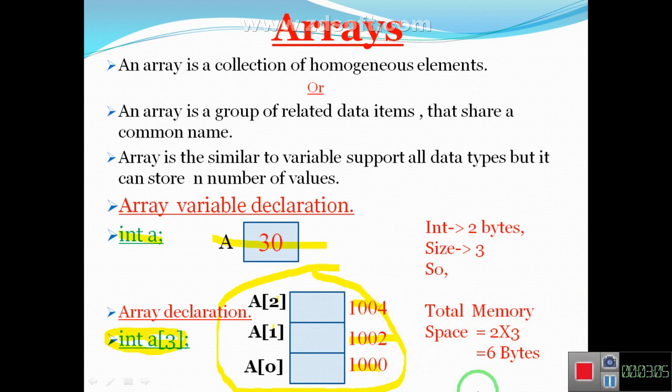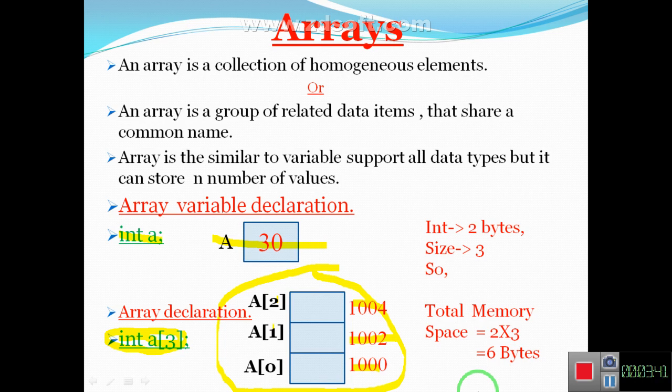So what is the meaning? The integer data type requires 2 bytes of memory space to store a single element. So A of 0 requires 2 bytes, A of 1 requires 2 bytes, A of 2 requires 2 bytes. That's why the first element starts at 1000 and occupies 2 bytes. The second element starts at 1002, again requiring 2 bytes. After completion, 1004 starts for the third element, that is A of 2.